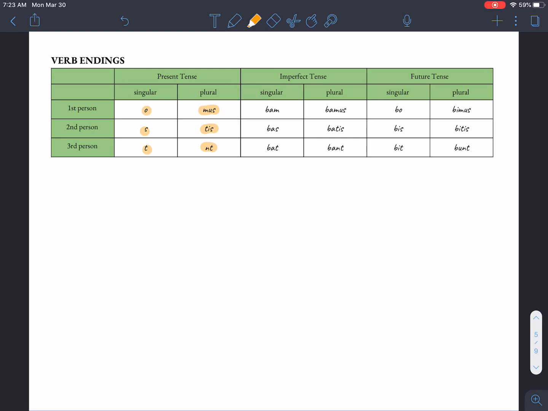Okay, and now let's go to our imperfect tense and future tense chants. All right. Bamba spot, bamba spot is bont. Bamba spot, bamba spot is bont. Bo bis bit, bim is bit is bunt. Bo bis bit, bim is bit is bunt. Ole!